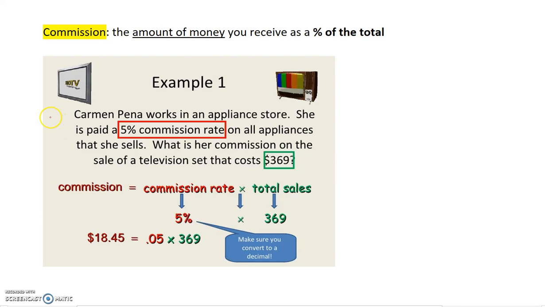Karma Pena works in an appliance store. She is paid a 5% commission rate on all appliances that she sells. What is her commission on the sale of a television set that costs $369? So the formula for commission is very, very straightforward. It's just the commission rate times total sales. But we will always change the rate given as a percent into a decimal. So 5% changes to 0.05. Multiply that by the total sales, and there we go. That gives you your commission. But please make sure to convert to a decimal from a percent. And that's it.